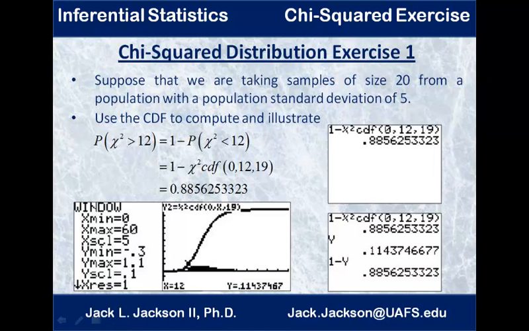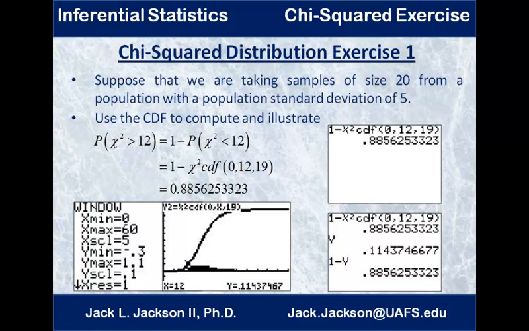Again, the easiest way to do this one, well, we could either go chi-square CDF, go from 12 and put some big number on the right that's like infinity. But we got a really nice, neat edge on the left side of 0. So I'm going to do the complementary probability and then subtract from 1. So I'm going to do 1 minus the probability that chi-square is less than 12, which is just a chi-square CDF from 0 to 12. Again, with 19 degrees of freedom. So 1 minus chi-square CDF, 0, 12, 19, turns out to be 0.8856, etc. in the screenshot from the upper right.